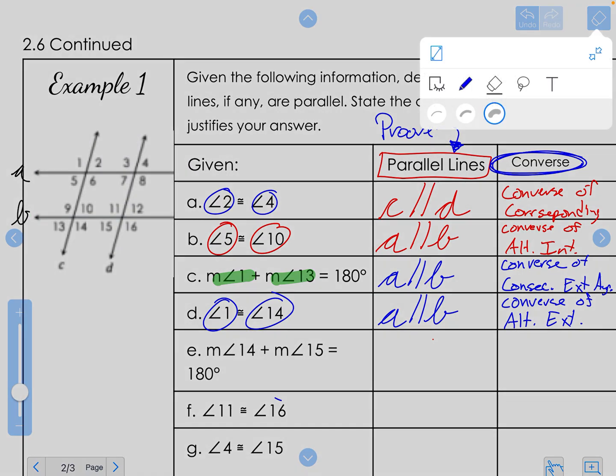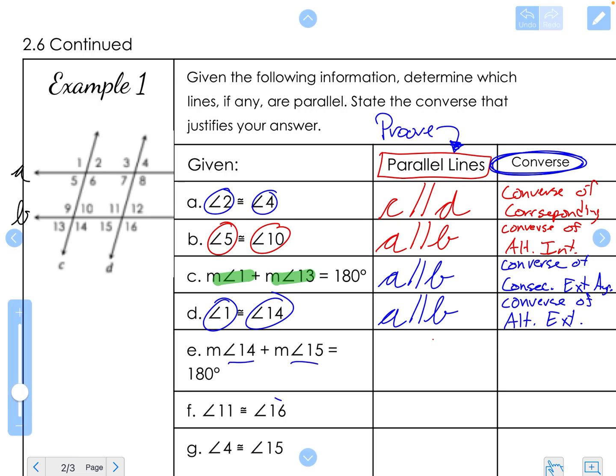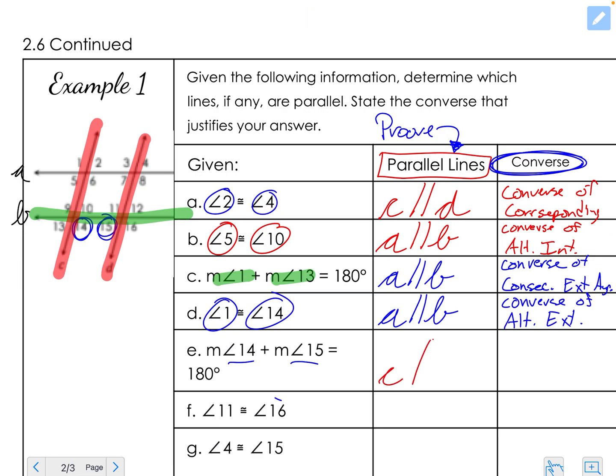All right, angles 14 and 15 equal 180. So we have 14 right here and we have 15 right here. So that tells me that my transversal is going to be line B. So my parallel lines are going to be C and D. So we said C is going to be parallel to D. And they are alternate, or not alternate, they are consecutive. So it's the converse of consecutive interior angles.